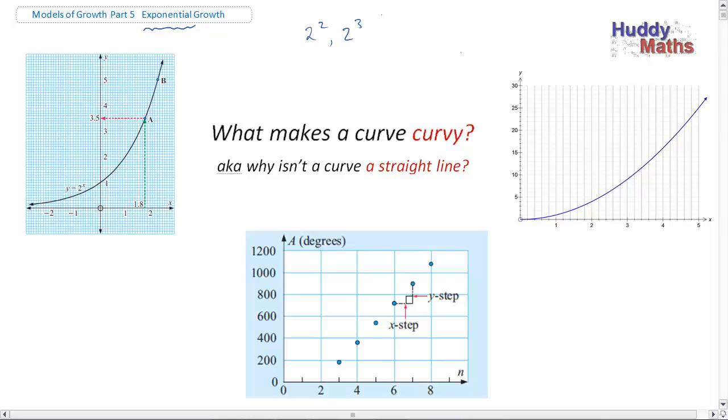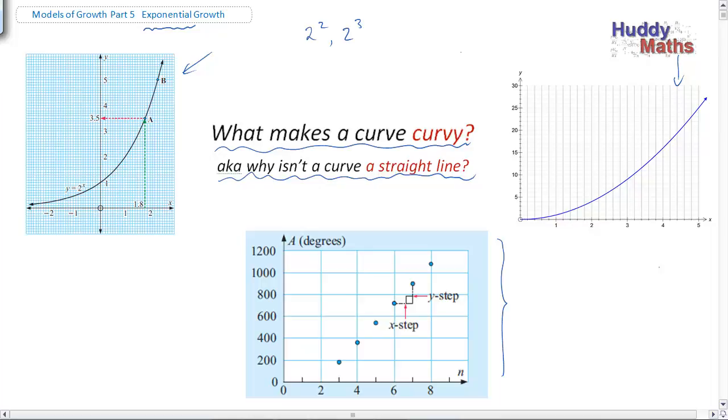in everyday life. Okay, but first of all, an exponential curve's got a curve on it, and why? Here's my burning question here. What makes a curve curvy? Or also known as, why isn't a curve a straight line? Because we're going to look now at things that grow more rapidly than just in the linear model. They scoot right up, like this one here, or this one over here, a bit more quickly than a straight line that we've seen before.